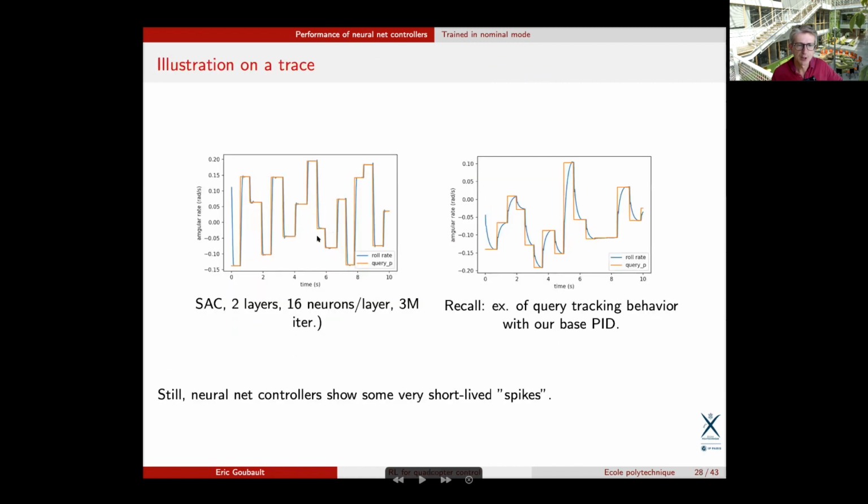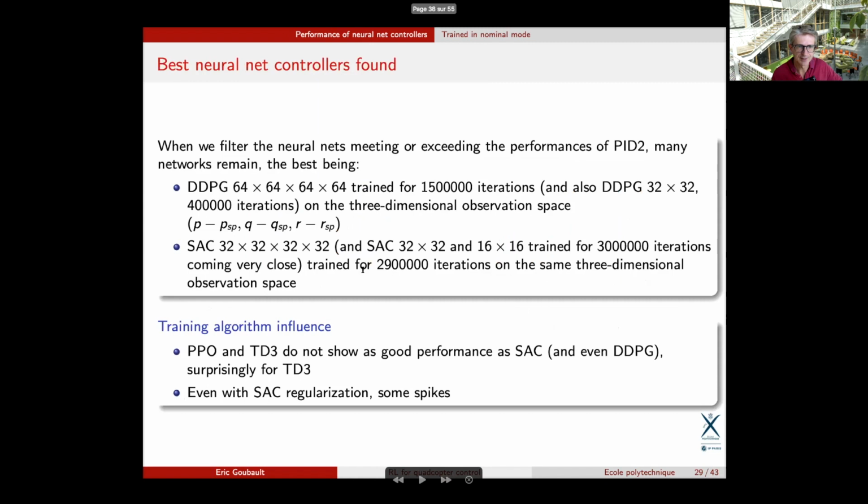Okay, so you can see what it looks like on real queries. You see the difference between a SAC trained 2 layers 16 neurons neural net with respect to the PID2 controller. So it's fairly slow. You see it's almost on target everywhere, but still you see some very minor spikes every now and then. And we'll discuss that at the very end.